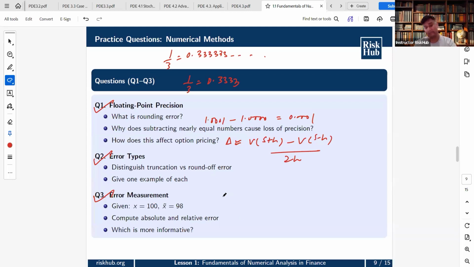When I have x minus x bar and I take the absolute value of that, it is 100 minus 98, which is equal to 2. And relative error is what? |x minus x bar| divided by x bar is equal to 2 by 100, which is 2%, right? Relative error is usually more informative, because it tells us the error compared to the size of the true value, right? Again, please focus on relative error.